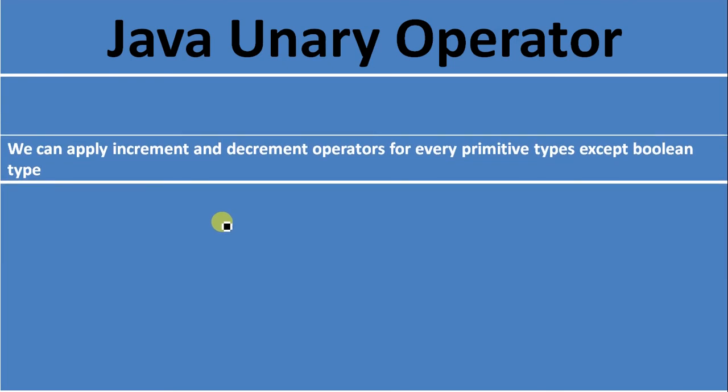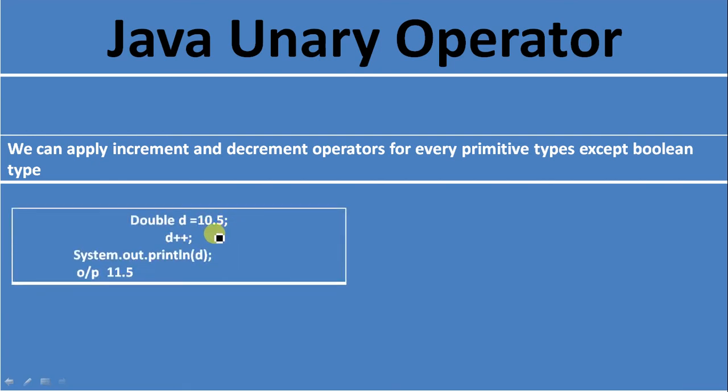Okay, now we can apply increment and decrement operators for every primitive type except boolean. We cannot apply increment and decrement operators on the boolean type. We can apply them on double, float, long, int, short, byte, everyone. So here we apply d++ and print the value of d, the result will be 11.5. So the value of d is increasing by 1.